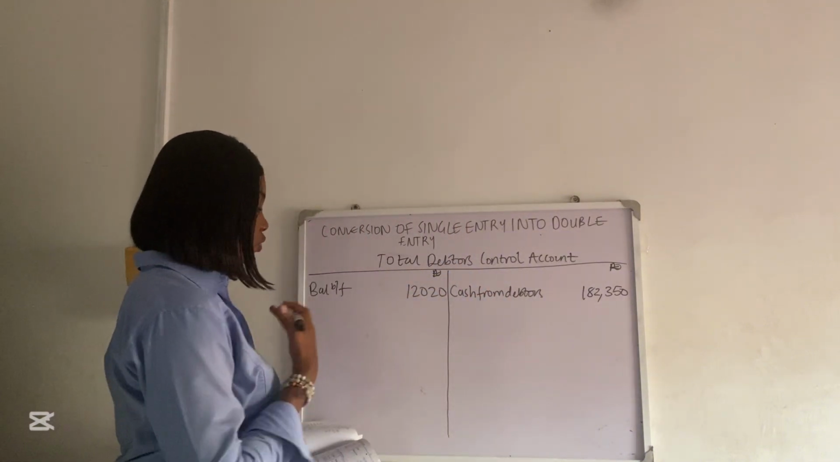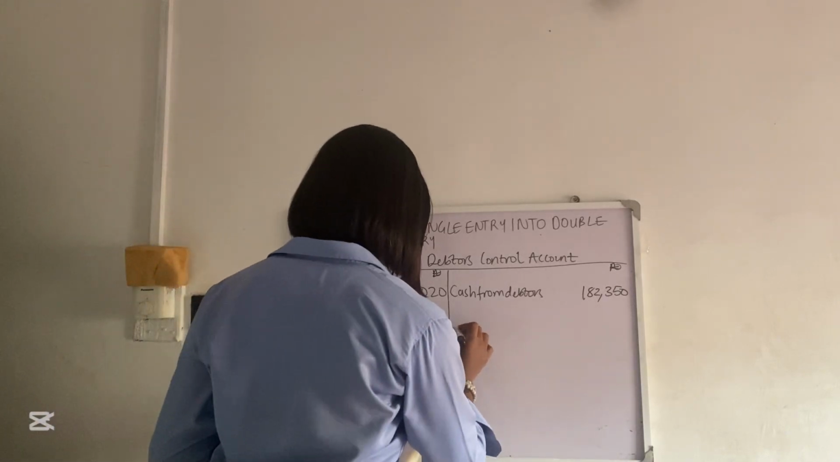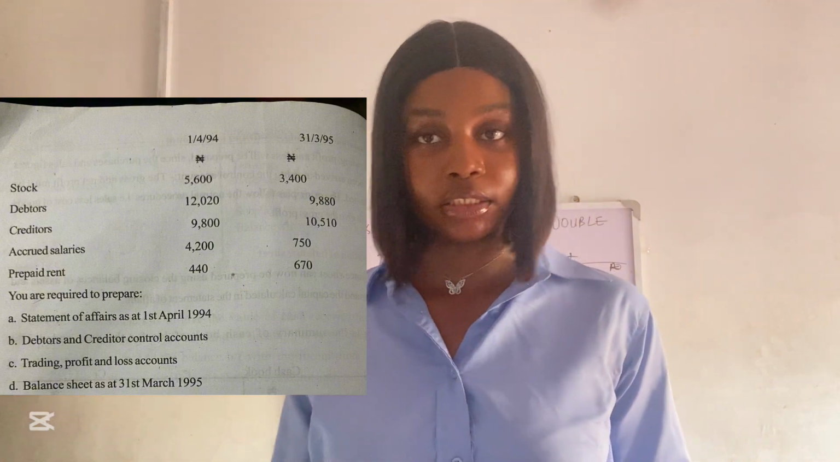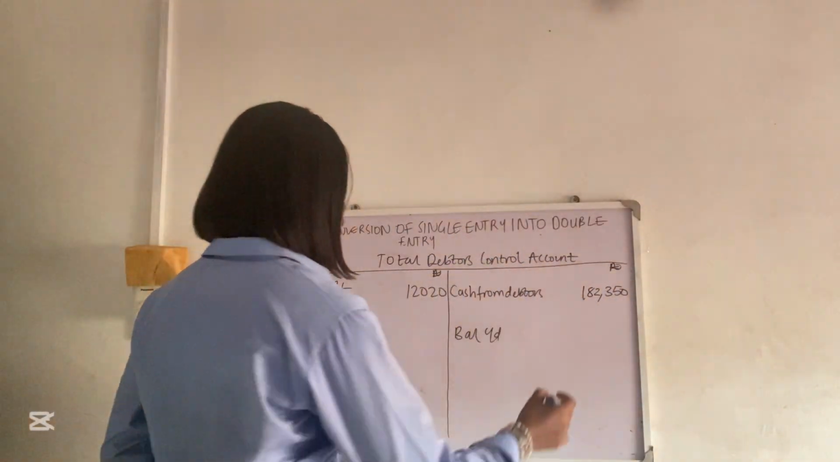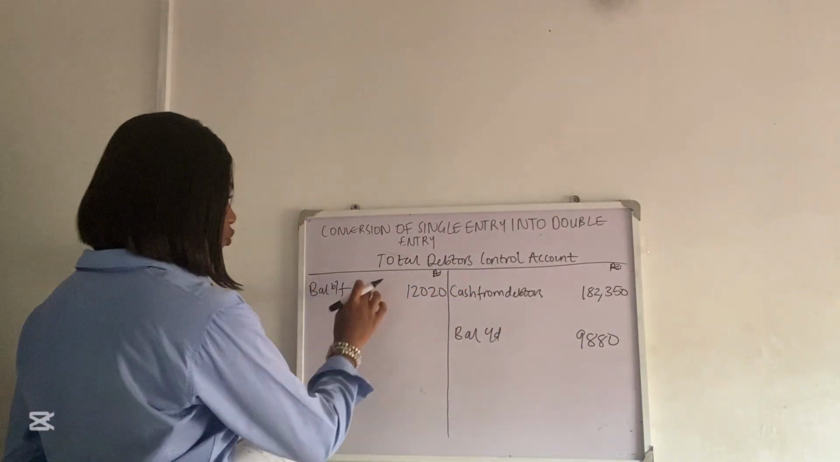Now our balance carried down will be the next thing. Normally when I'm the one summing, I write balance brought forward and balance carried down. Where are we getting it? We're getting it from the 31,395. Remember I told you the opening balance is April 1st, 1994 and March 31st, 1995 is the closing one. So to get the balance carried down, that's the people that were owing at the end of the year. They were just 9,880.